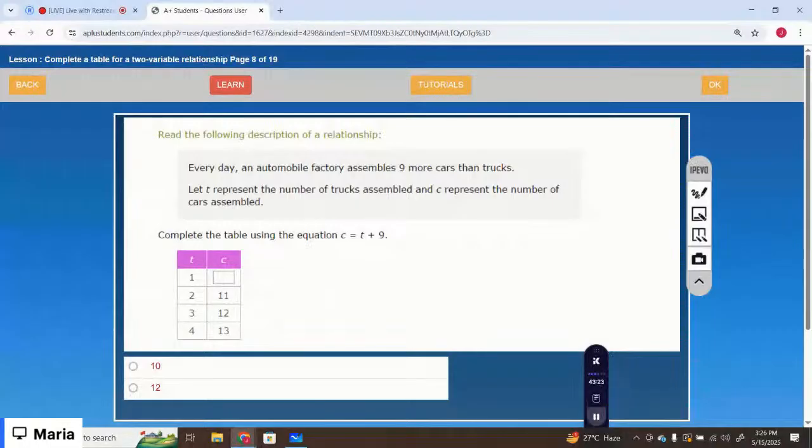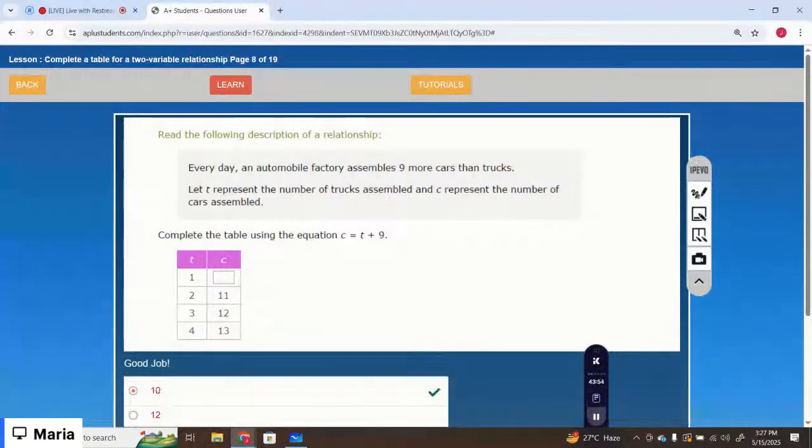Complete the table using the equation C equals T plus 9. That is 1 plus 9 is 10. Option number 1 is the correct option.